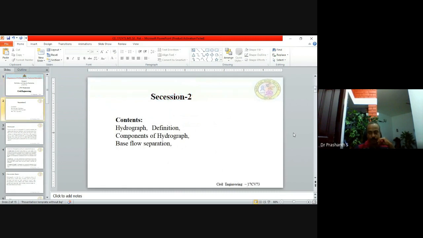In this session two, before going to session two, in session one we discussed some definitions, then the runoff and some of the formulas used to compute the runoff, like the empirical method. Then we discussed hydrographs also. Now we are going to discuss in detail what exactly a hydrograph is, the definitions, components of the hydrograph, and base flow separation. So in session two, these are the contents we are going to discuss.